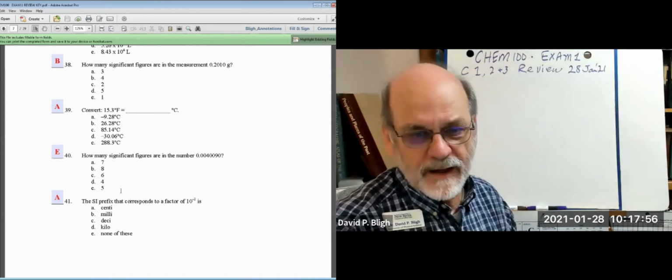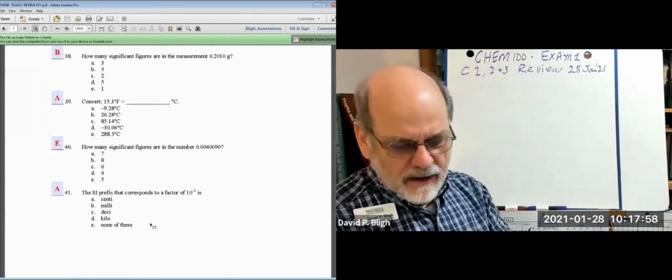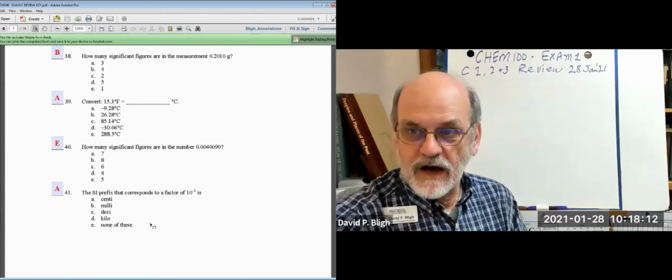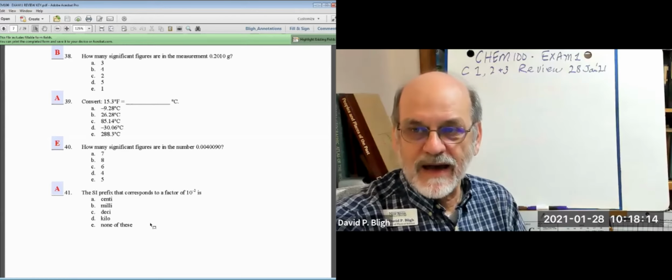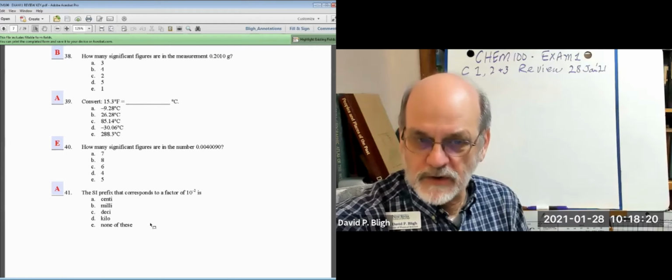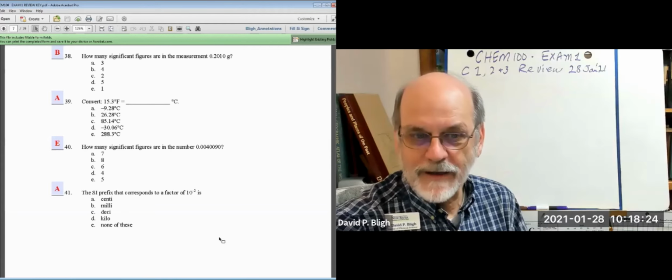41. Okay. What's the SI prefix that corresponds to a factor of 10 to the minus 2? So what does 10 to the minus 2 mean? 10 to the minus 2 is the power equivalent of 1 divided by 100. 100th is 10 to the minus 2. So the prefix for 100th is centi. Okay?